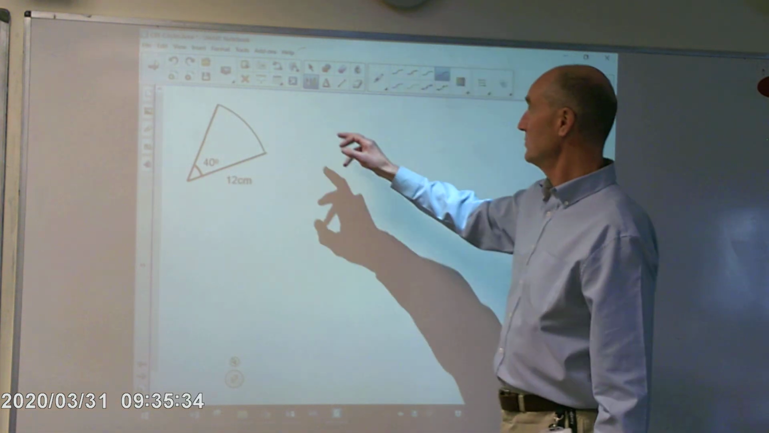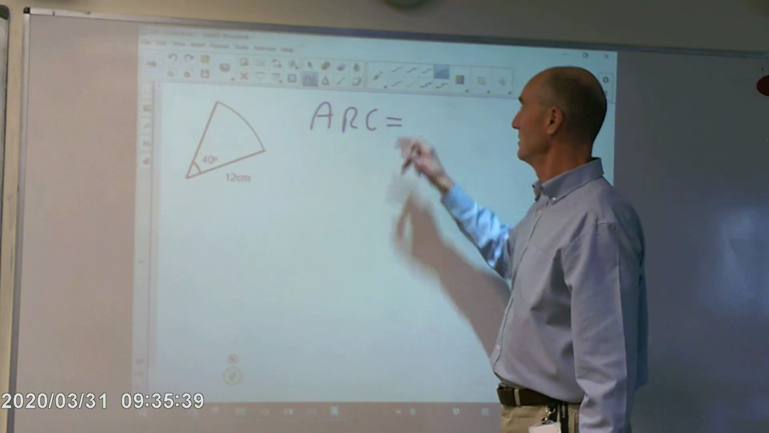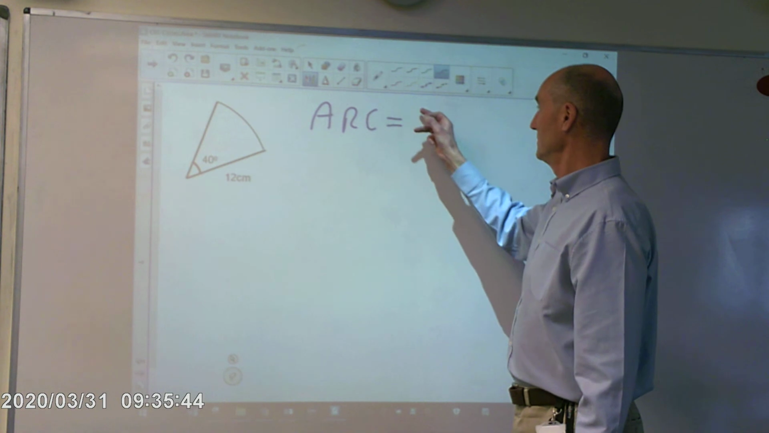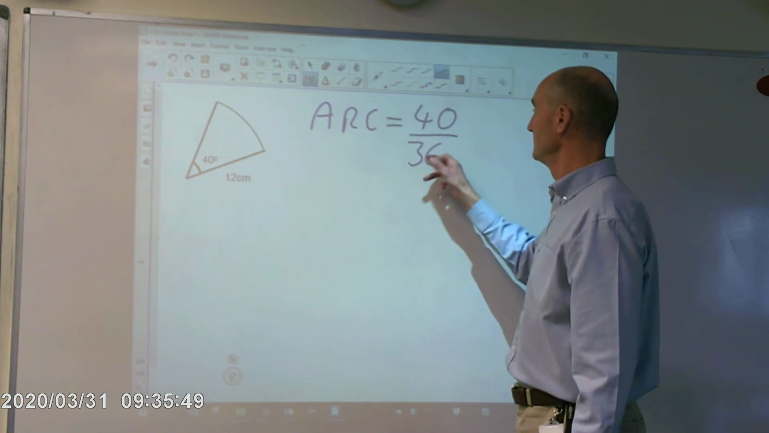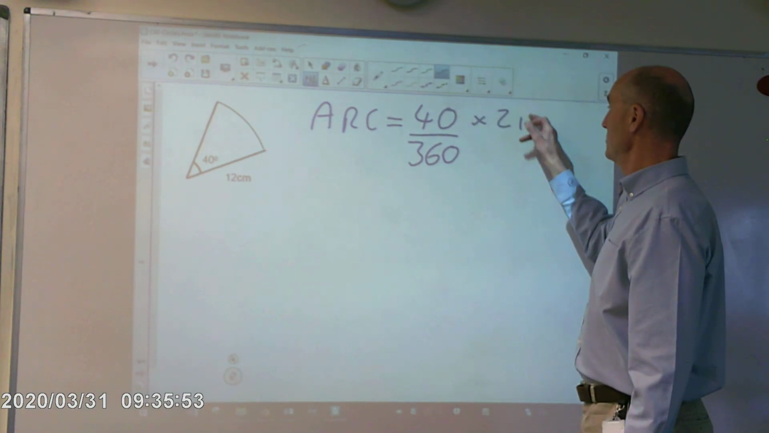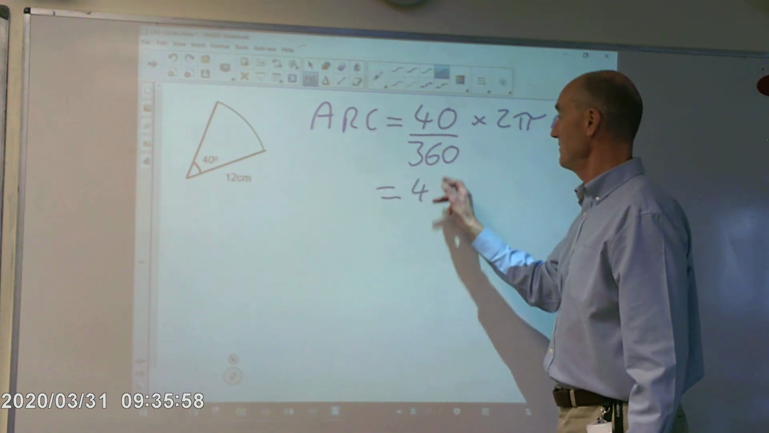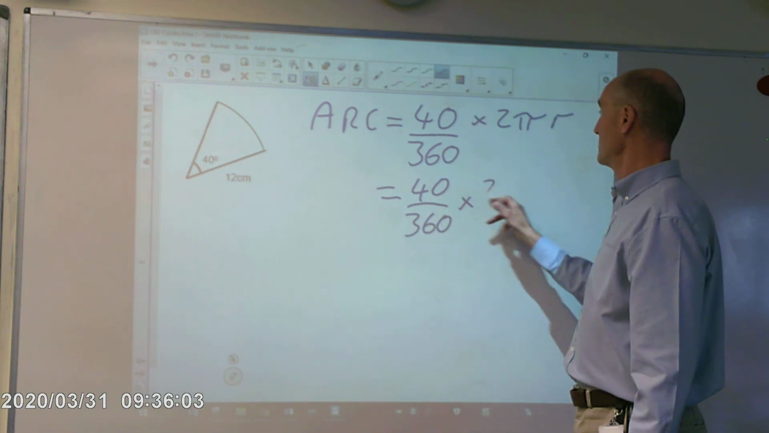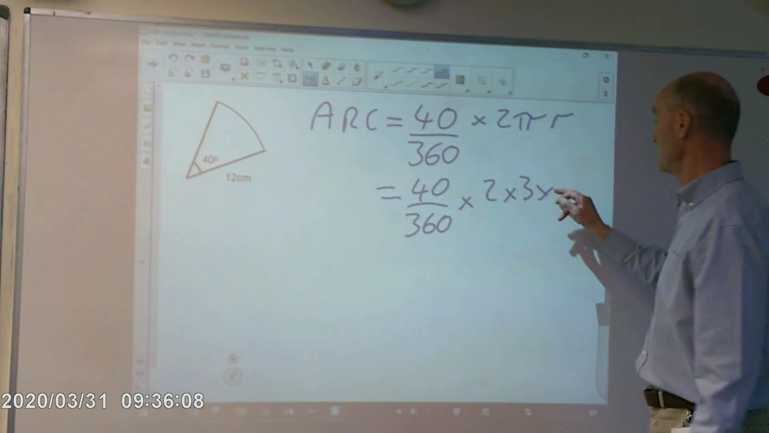So again, we'll start off by looking at the arc length. How much of our 360 degrees have we used up? We've used up 40 out of 360, multiplied by 2 pi r, our formula. So substitute our numbers in: 40 over 360, multiplied by 2, multiplied by pi, multiplied by r, which is 12, that length.